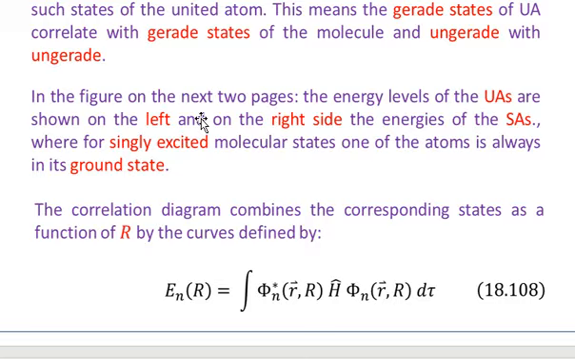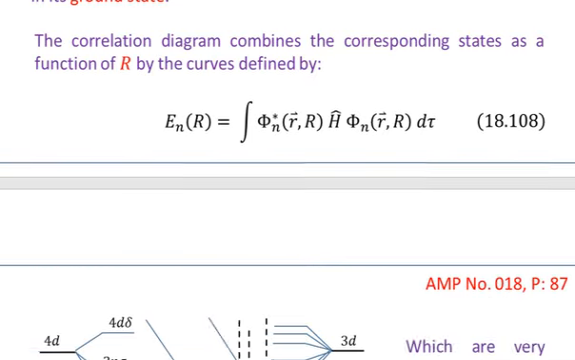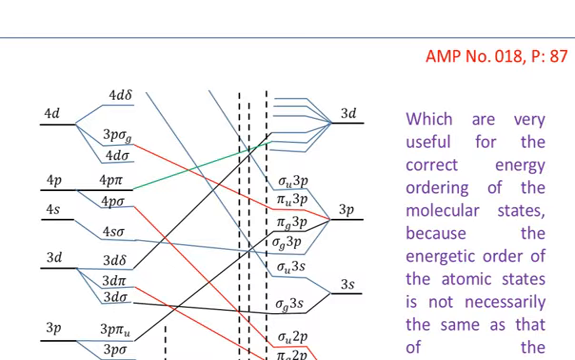And the figure which I am going to show you in the next two pages has the energy levels of the united atoms on the left hand side, and on the right hand side you have the energies of the separated atoms. So let me show you those diagrams first. For example, this is the diagram.